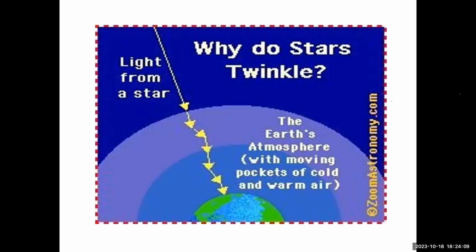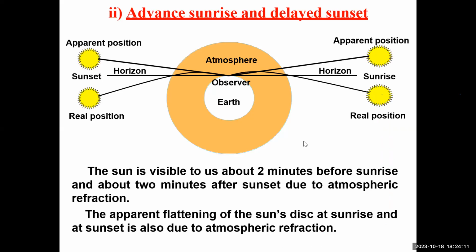Now the second topic we are talking about is the advanced sunrise and the delayed sunset. The sun is visible to us about 2 minutes before the sunrise and about 2 minutes after the sunset due to atmospheric refraction. Because of this atmospheric refraction, the sun is visible for 2 minutes before the sunrise and after the sunset.